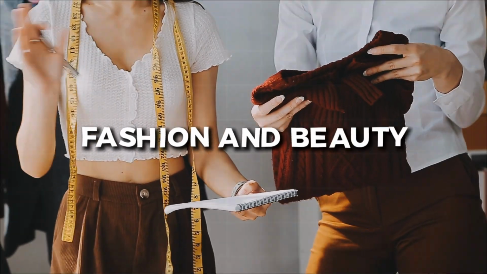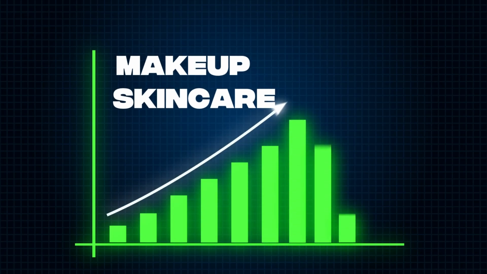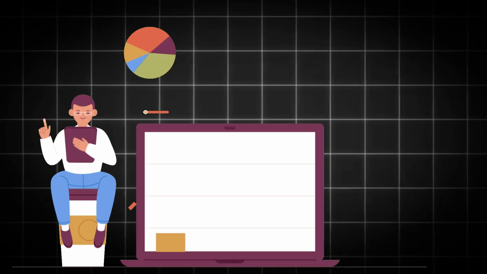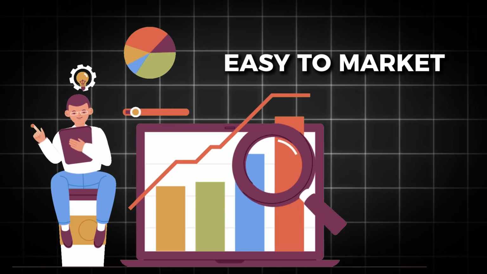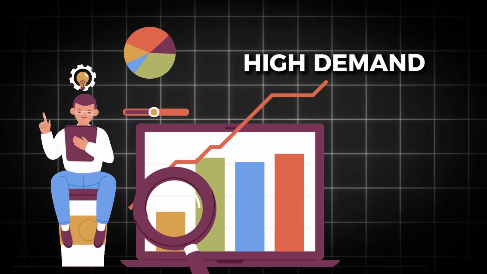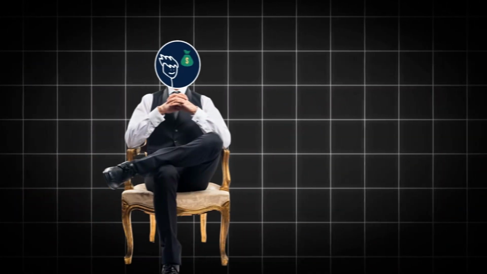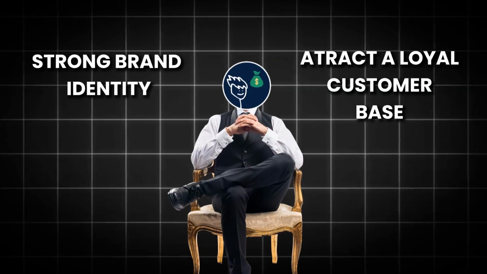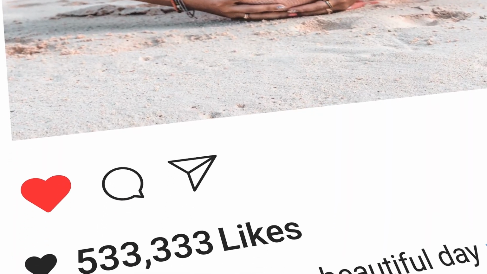Fashion and beauty. We all know how popular this niche is. From makeup to skincare, this niche has and always will be amongst, if not the most popular niche among all. It's super easy to market because of how large the audience is. Often there's high demand and limited supply. By focusing on this niche, you can build a strong brand identity, attract a loyal customer base, and stand out in the Instagram algorithm.